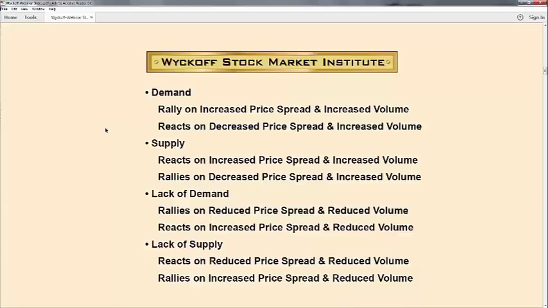Finally, if a stock reacts on reduced price spread and reduced volume, it is considered to have a lack of supply. There is also a lack of supply if a stock rallies on increased price spread but reduced volume. By looking at these daily numbers, or as they appear on the vertical line chart, you can get a sense of where the supply and demand is.